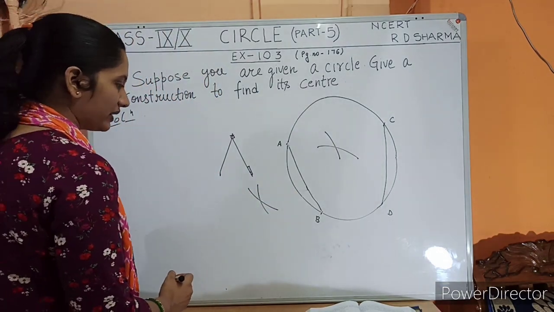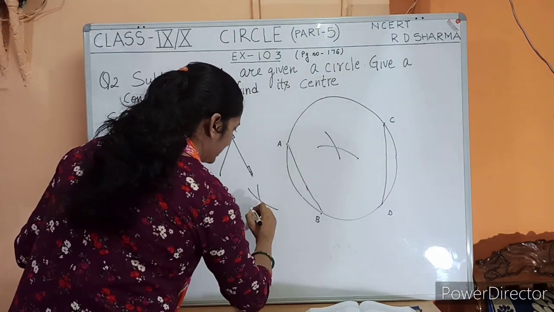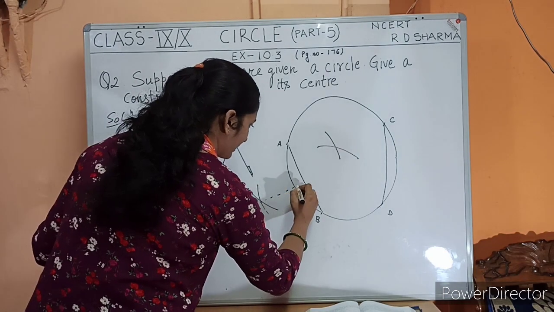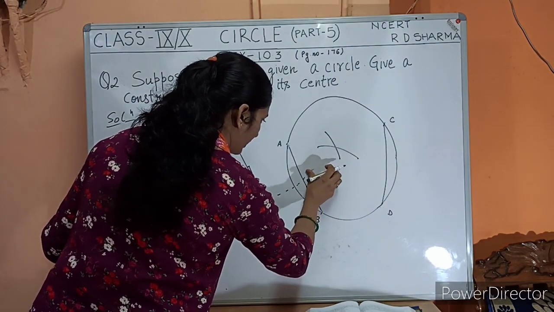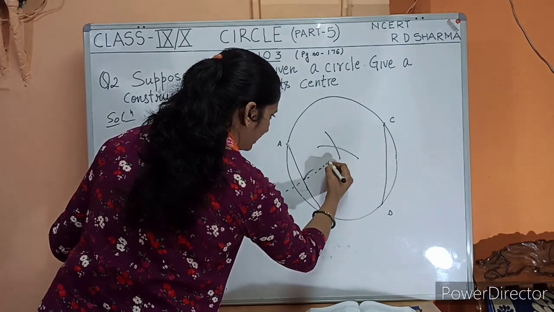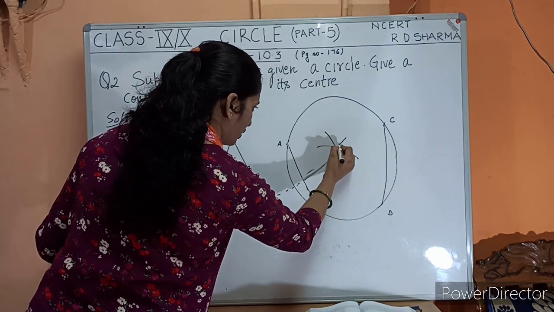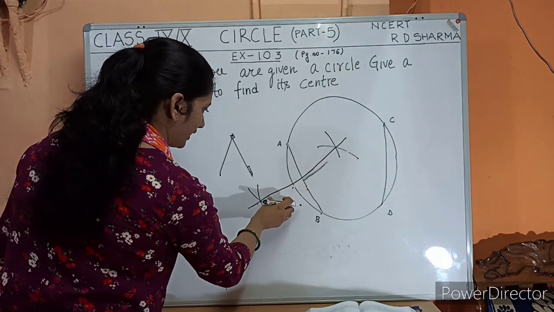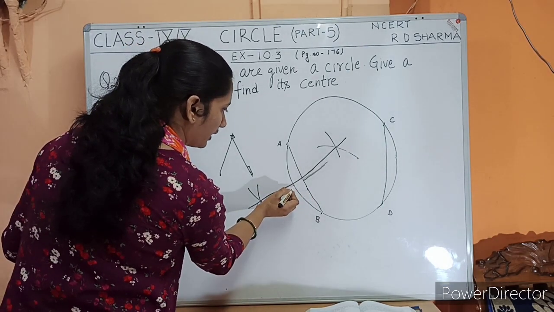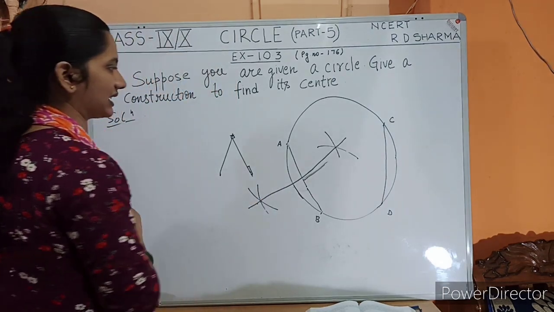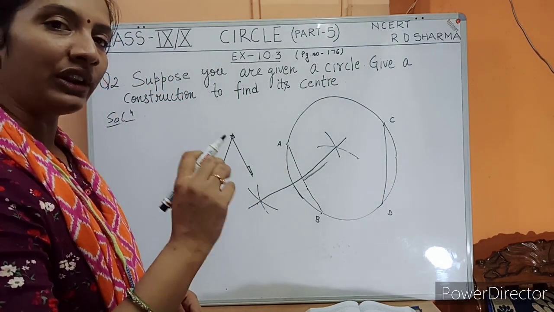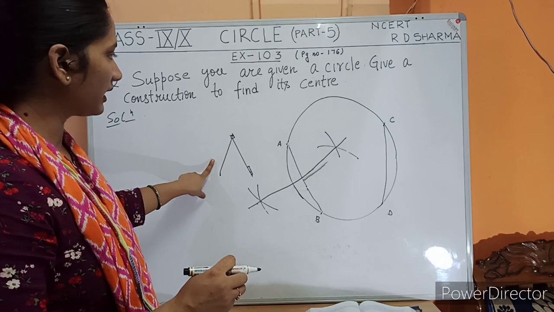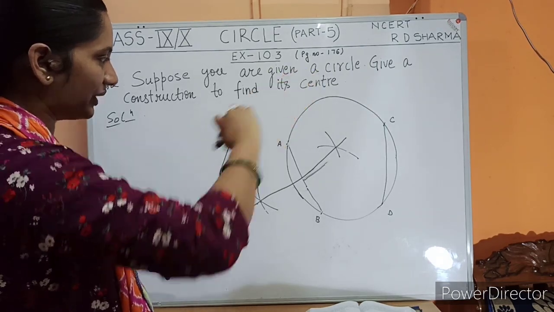Now, with the help of a scale, you may join these two intersection points. It will go somehow like this. Okay. Actually, I am not doing it with the help of compass and the scale. That's why it looks like this. But when you do it by using compass and scale, it will come as a straight line.